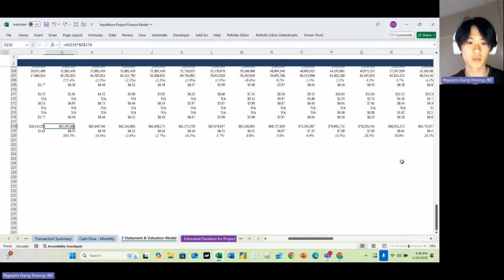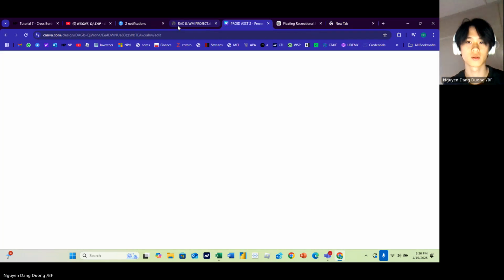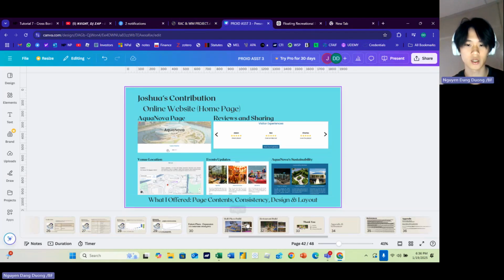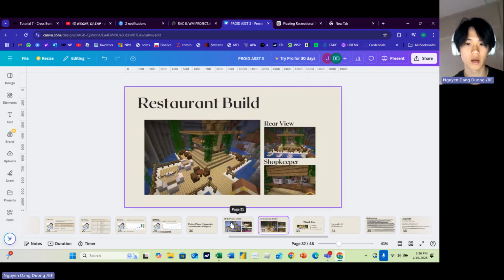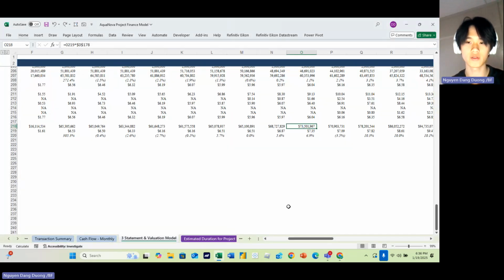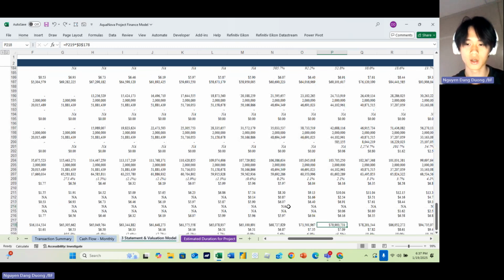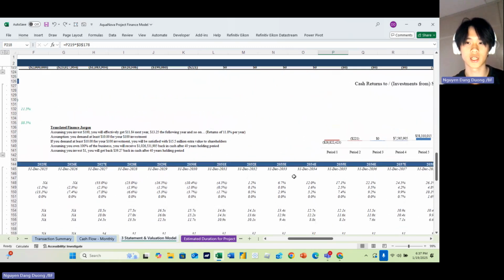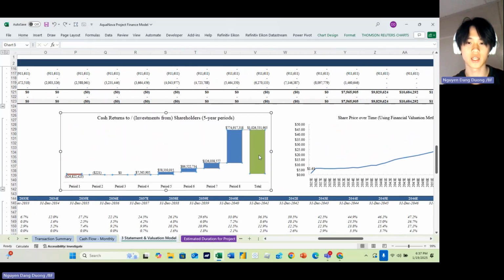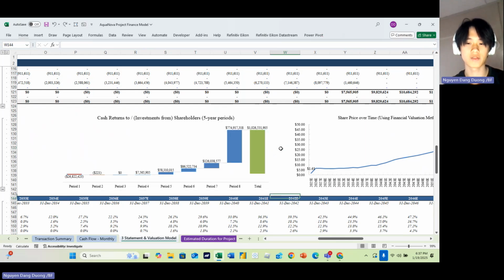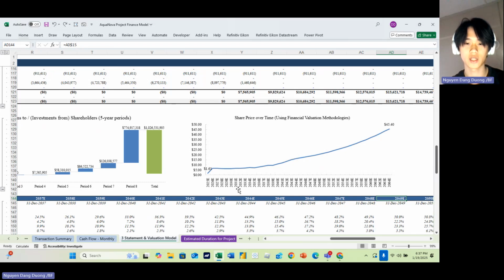And this is important because we want to expand our projects. As we expand our projects, we invest in more equipment, invest in more projects, for example over here where we have our mall plaza build and our restaurant build. We need money for that, and therefore we can use the money raised from the IPO to invest in more projects. And we also have charts over here to see that investors collectively would get $1 trillion in a span of 40 years, and the share price over time right here.